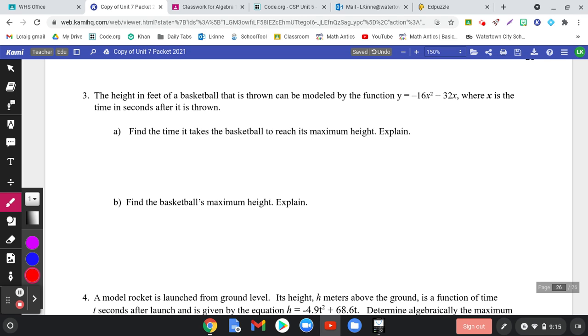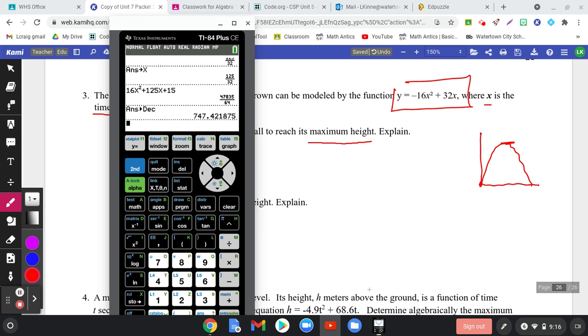So here's your equation. The height in feet of a basketball that's thrown can be modeled by this function where x is the time in seconds after it's thrown. Find the time it takes the basketball to reach its maximum height, which would be at the vertex, right? So again, I can see there's no number being added at the end, so it's going to start at 0,0, it's going to go up, and then it's going to come back down. So basically, you're looking for the x value in your vertex. So let's put it into the calculator and take a look.